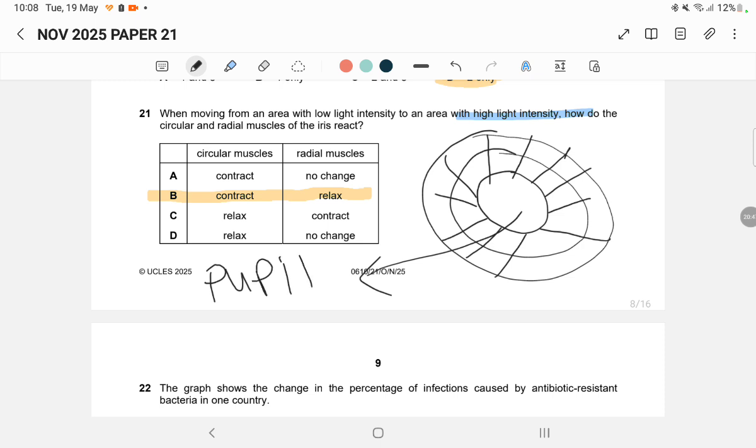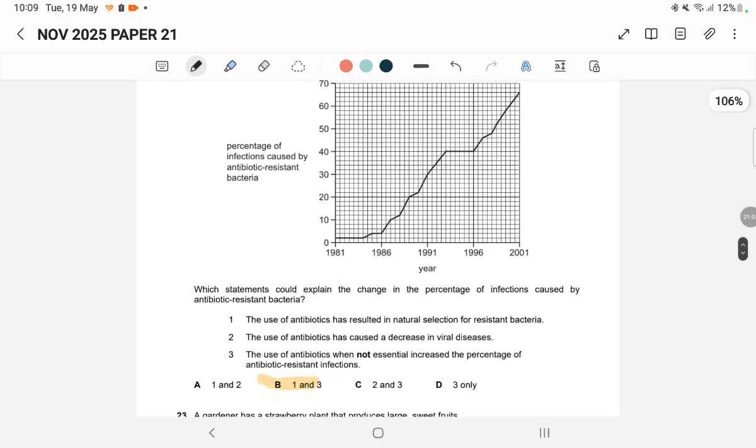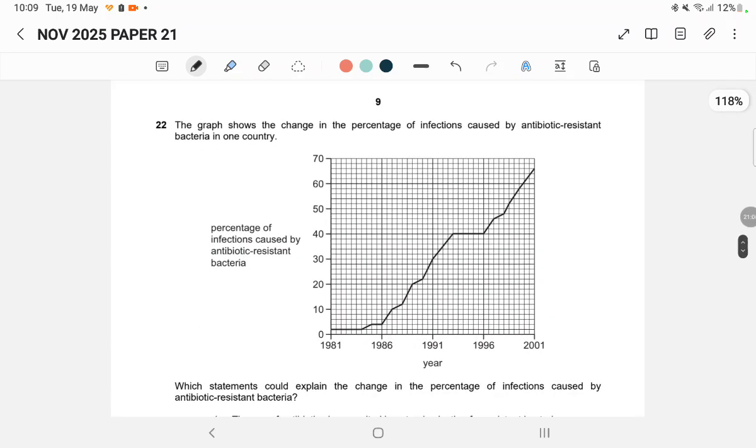But if the radial muscles relax and the circular muscles contract, they will narrow around it, and it will cause that pupil to be narrower. Causing the pupil to be narrower helps prevent damage from the high light intensity.